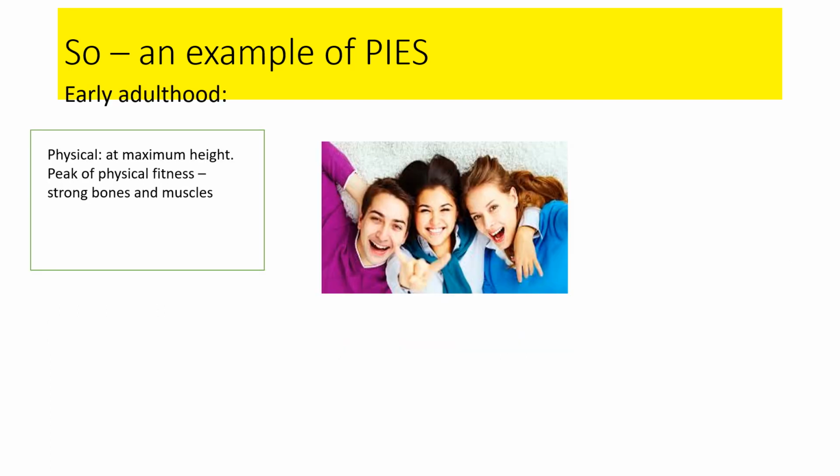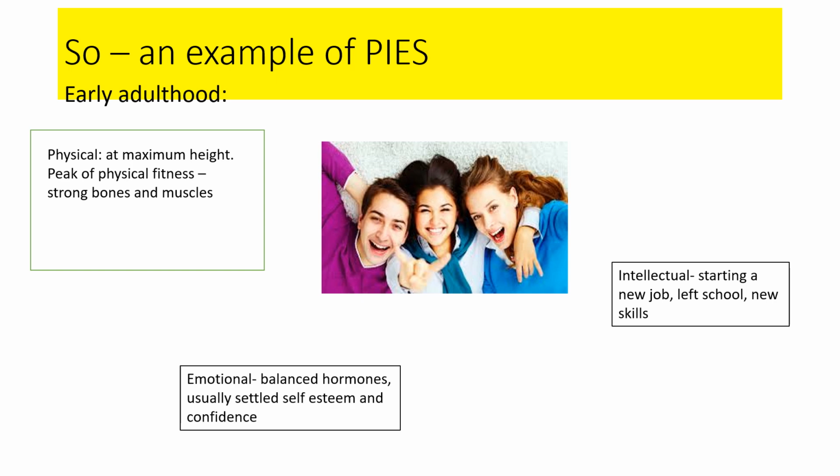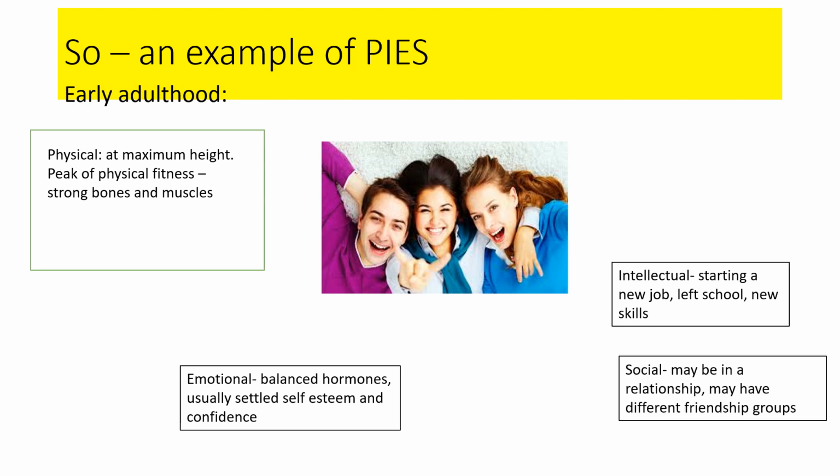Another example, in early adulthood. Physically, we're at our maximum height, and by our early 20s, we're at the absolute peak of our physical fitness, strong bones and muscles. Intellectually, we might start a new job and be developing new skills there. Emotionally, generally our hormones are more balanced and so we feel a bit more settled, and socially might be in a relationship and may have different friendship groups. Okay, so this is just an example of PIES in each of the life stages.